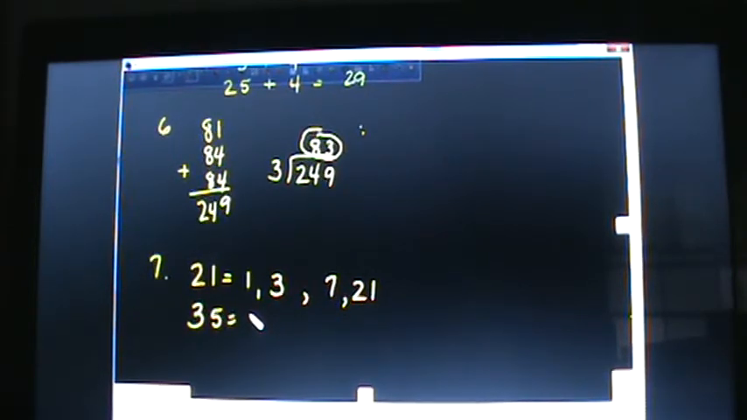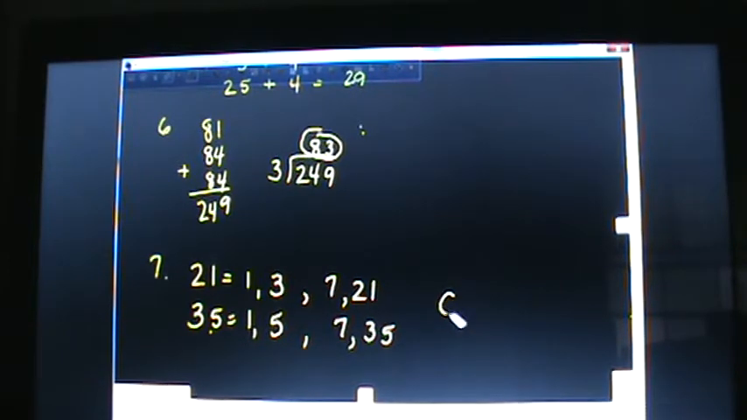The factors of 35. 1 will go into 35 35 times. 2 will not divide into 35 because it is odd. 3 will not divide into 35, and we know that by the divisibility test. 5 plus 3 is 8. 3 will not divide into 8, so 3 is not a factor. 4 will not divide into 35. 5 will divide into 35. 5 times 7 is 35. And 6 will not divide into 35.